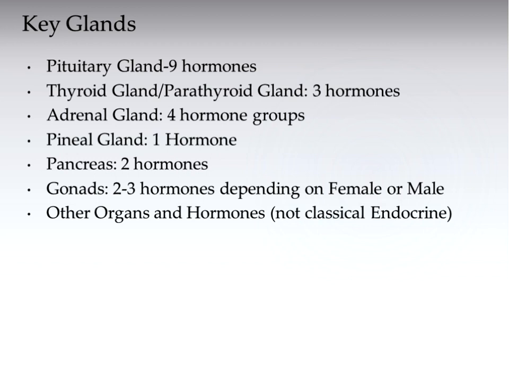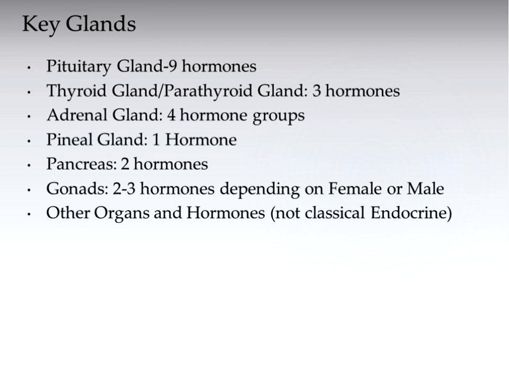There's actually quite a bit of hormones, but again, it's steroid hormones for most of them that are groups, so we're going to discuss them as a grouping rather than a specific definitive hormone. The pineal gland is 1 hormone, the pancreas is 2. The interesting thing about the pineal and the pancreas is there's no pituitary gland regulation on those, so they kind of stand out a little uniquely that way.